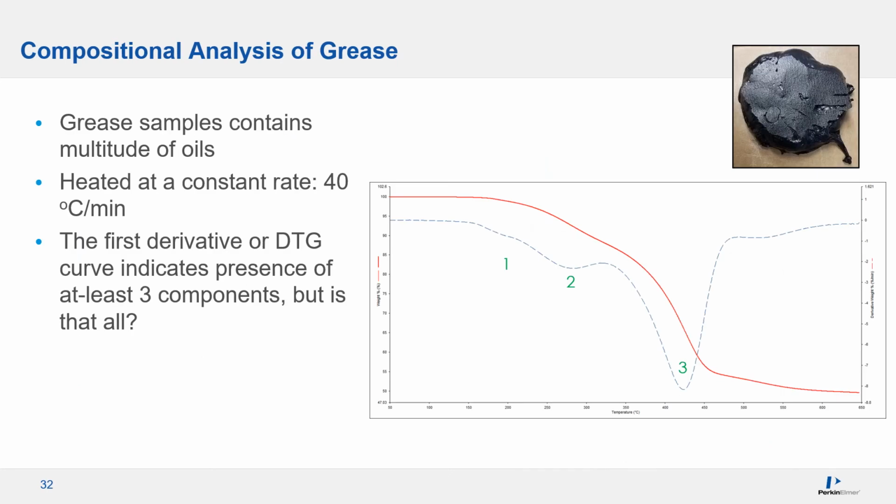I'm using a grease sample as a tricky one. It has multiple components and hard to separate using the standard linear heating rate. The first derivative, or DTG, is often used to display weight losses in peaks. As you can see here, 3 steps are identified, but we know this material is more complex than that. So how do we increase the resolution and expose more components?